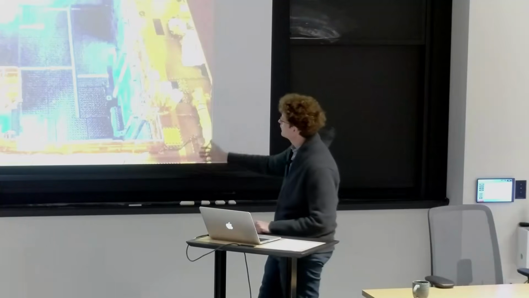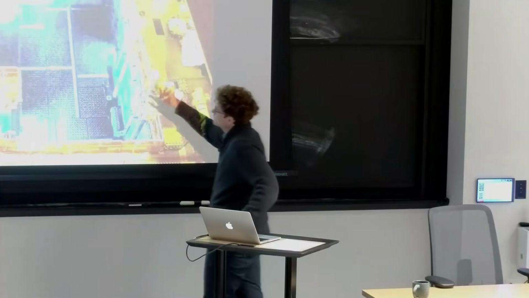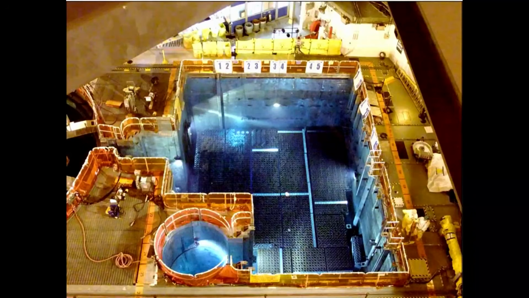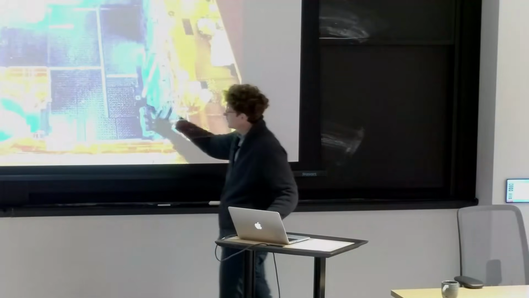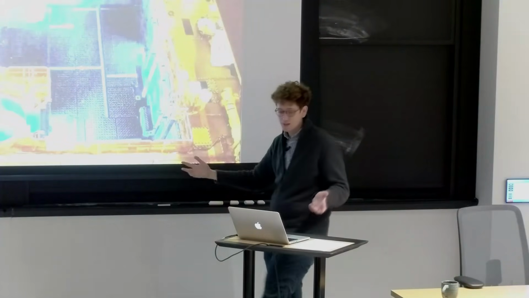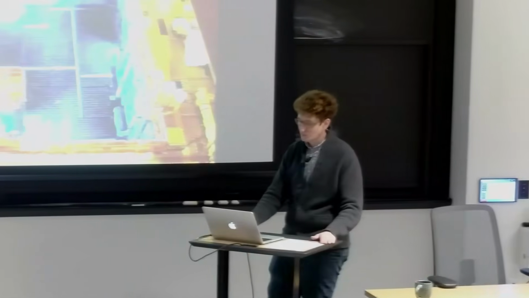So there's about 6.5 meters of water, 20 feet of water above this fuel. And it's there for two reasons. One is it's a lot of mass that acts as a biological shield. It protects the people who are in the plant. And two, obviously, to keep that water cool.